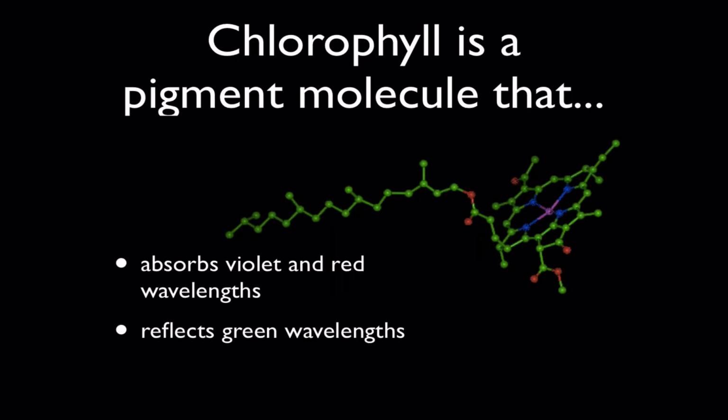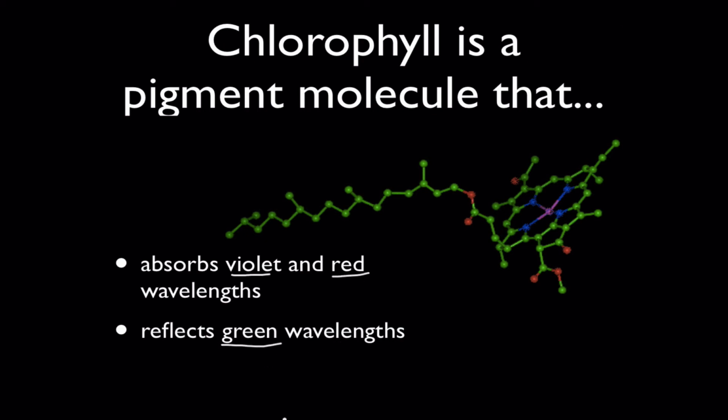Now, chlorophyll is a pigment molecule that has the ability to absorb certain wavelengths of light. And when it absorbs this light, it changes in a way that allows something special to happen. We'll talk about that in a minute. But chlorophyll is able to absorb certain colors better than others. Chlorophyll can absorb violet light and red light the best. It absorbs green light the worst.